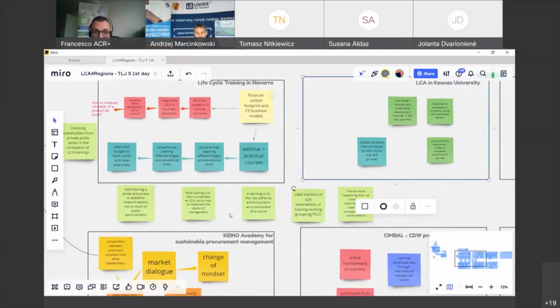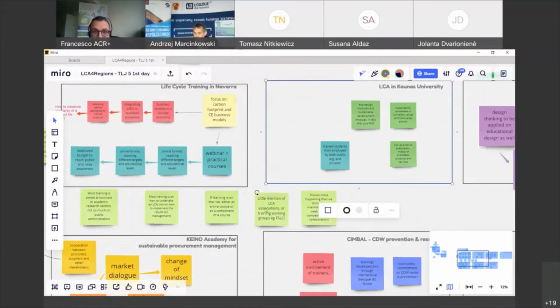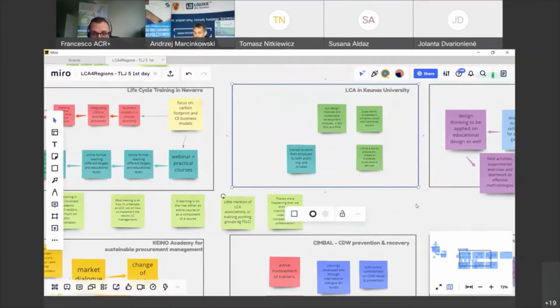We saw how learning is on the rise, either as entire courses or a component of courses. There was little mention of LCA associations or training working groups. And there's more happening than we think, but interlinkages are still weak. So there's still a lot of competition and lack of communication between different complementary activities. I don't know, Fritz, if you want to add something to your comments?